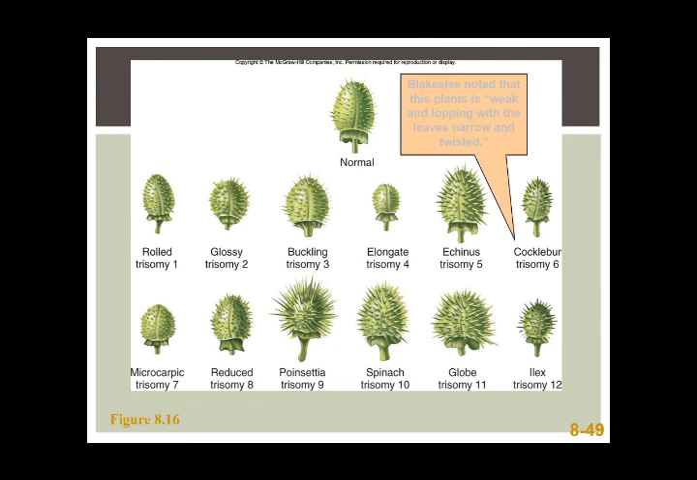In trisomy 1, you have rolled. Trisomy 2, glossy. Trisomy 3, buckling. Trisomy 4, elongate. Trisomy 5, echinus, so just like a porcupine. Trisomy 6, cocklebur. Trisomy 7, microcarpic, meaning that you can see that it is very short in thorns. Reduced, trisomy 8. Poinsettia, trisomy 9. Somehow the thorn becomes crazy long. Spinach, trisomy 10. Glow, trisomy 11. So this one has bigger and longer thorns. And lastly, ilex, trisomy 12.